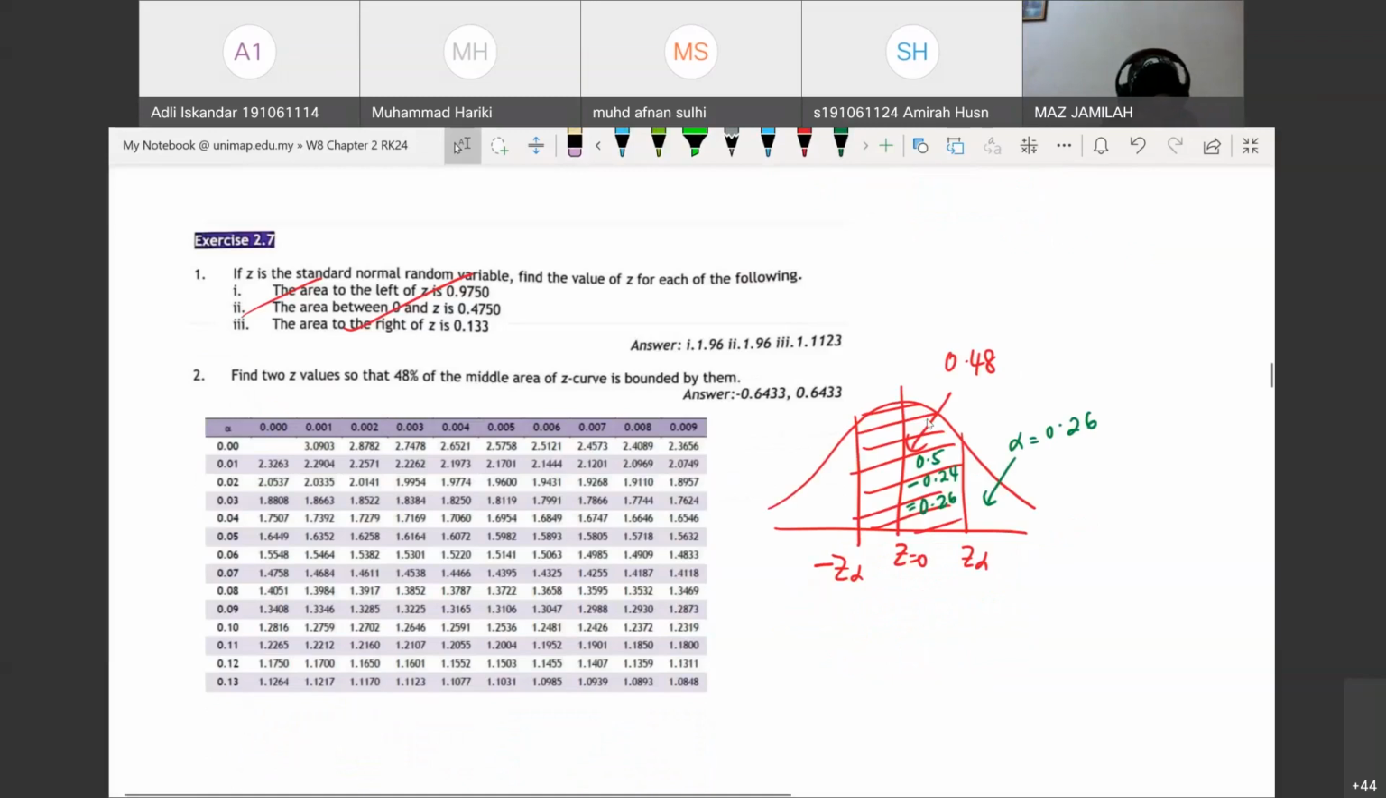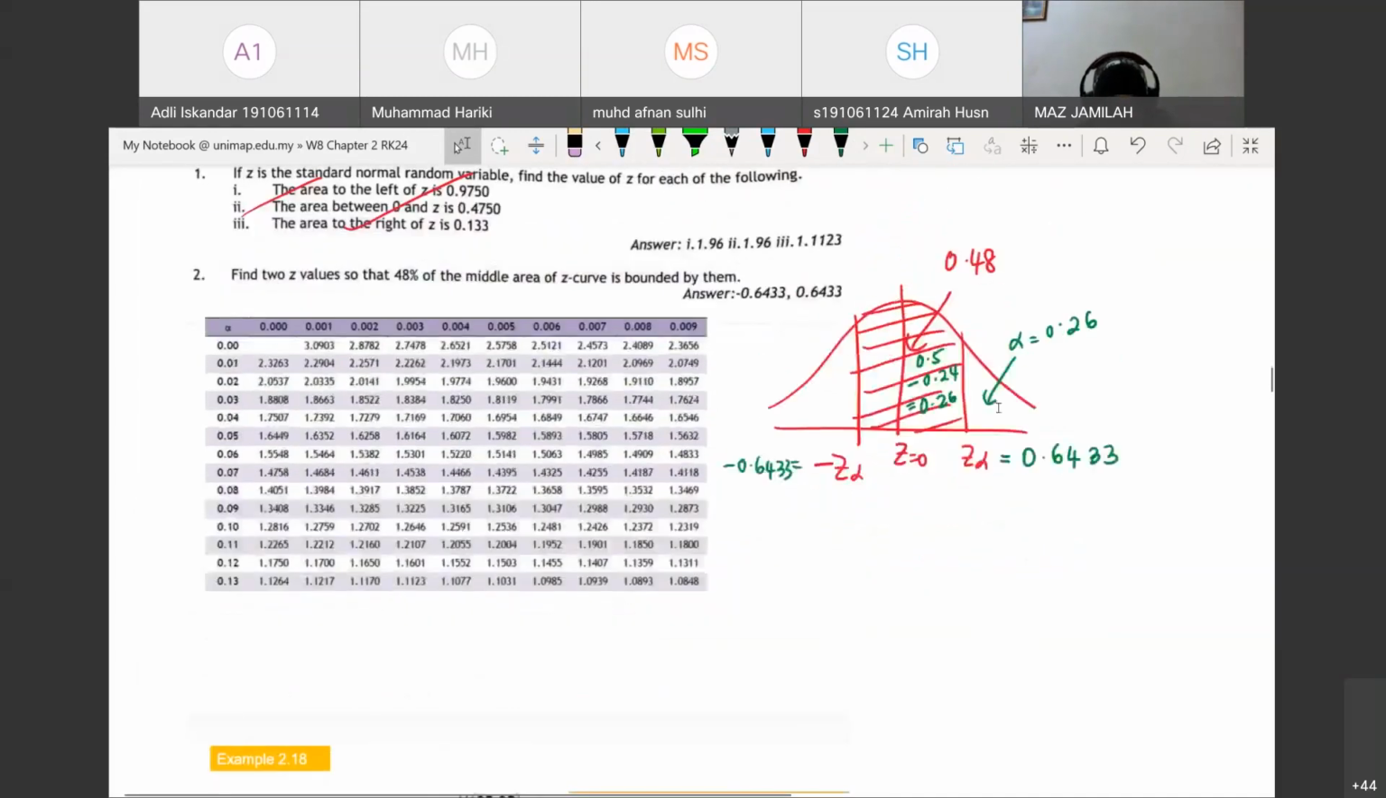0.26 is not here. So if you refer to your second table of the upper tail, you will find that Z alpha is given by 0.643, and this will be negative 0.643. Okay, so that's how we deal with the second equation.